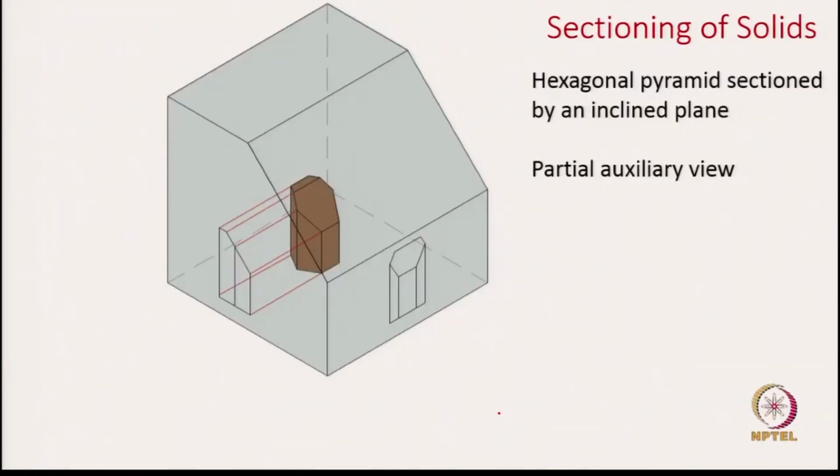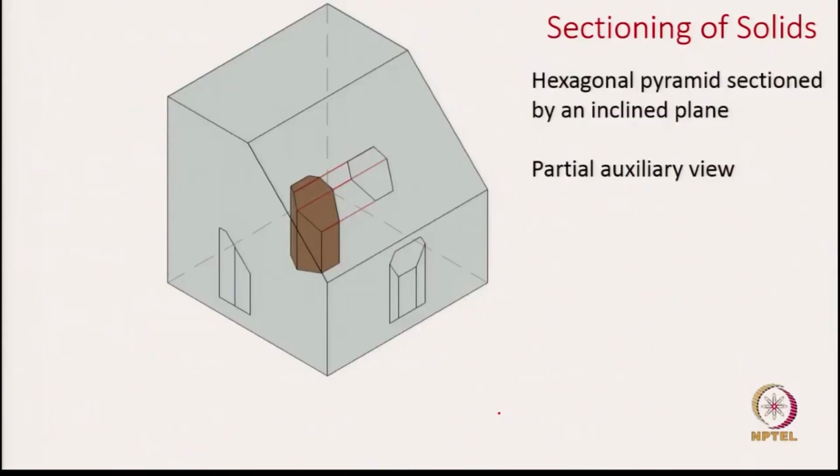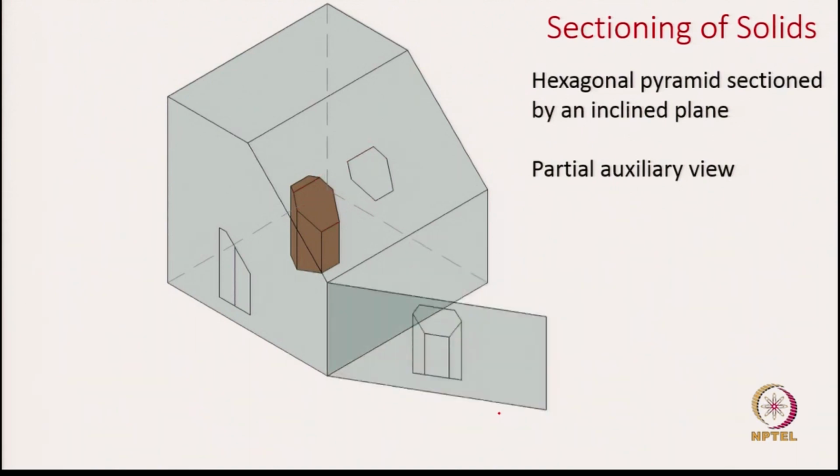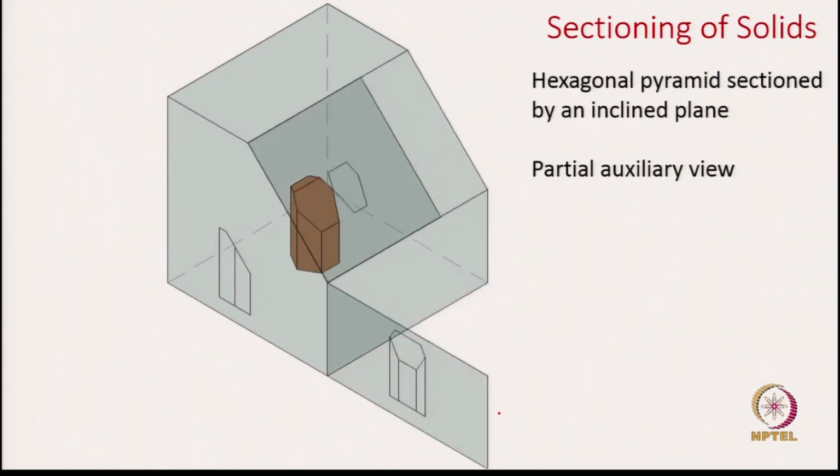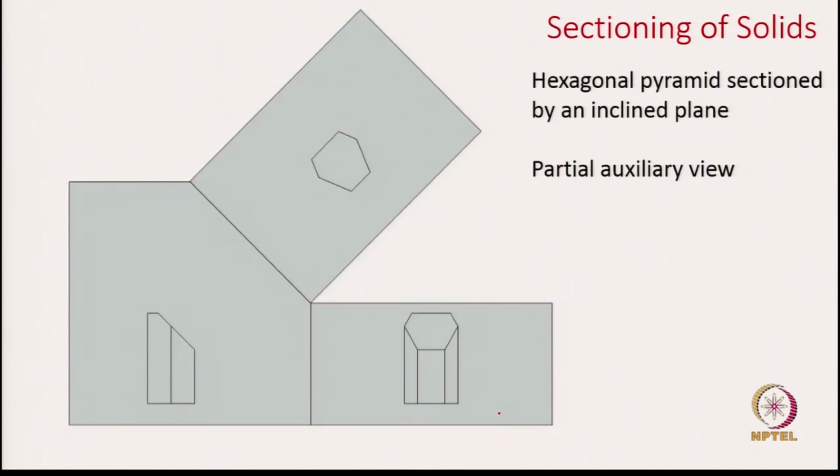So, the next thing is you capture the auxiliary view. We already have an auxiliary plane, and using projector lines, we capture the auxiliary view. After this we said we need to open the box. We will first open the right side view and then the auxiliary view, and finally we get the 3 views, which are the front view, right side view and the auxiliary view.